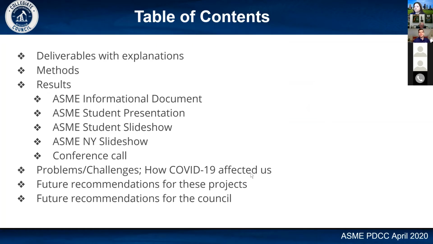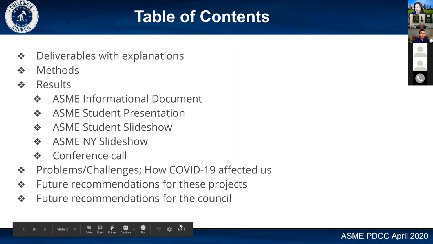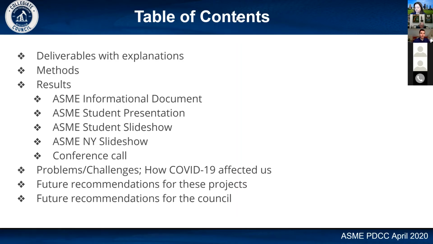So for the table of contents, the things that we're going to be going through in our presentation are, first off, the deliverables of the promotions team, then the methods that we use to communicate, and then our results for our deliverables, which are the ASME informational document, the ASME student presentation and student slideshow, the ASME New York slideshow, the conference call, and then we're going to go through some problems and challenges we faced, the future recommendations for these projects, and also the future recommendations for the council.